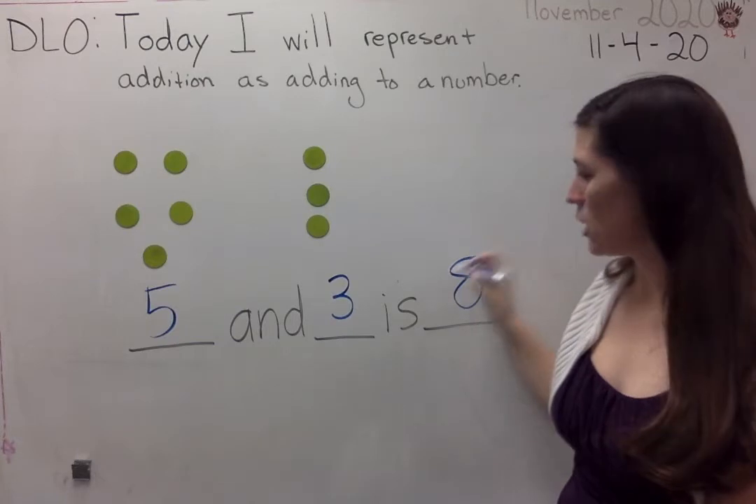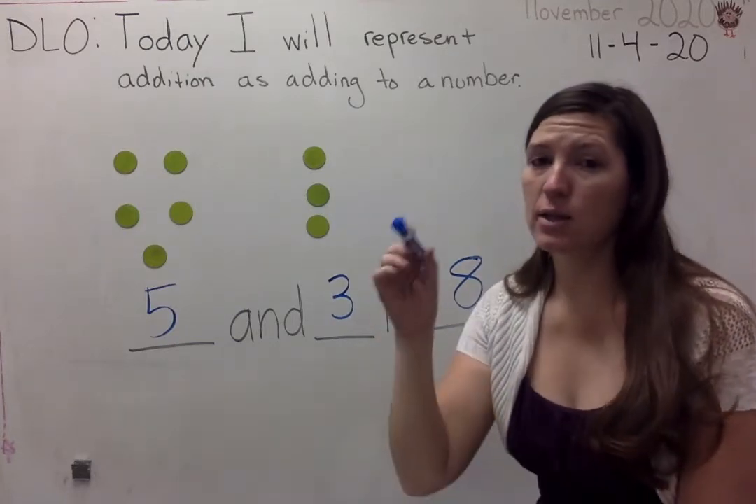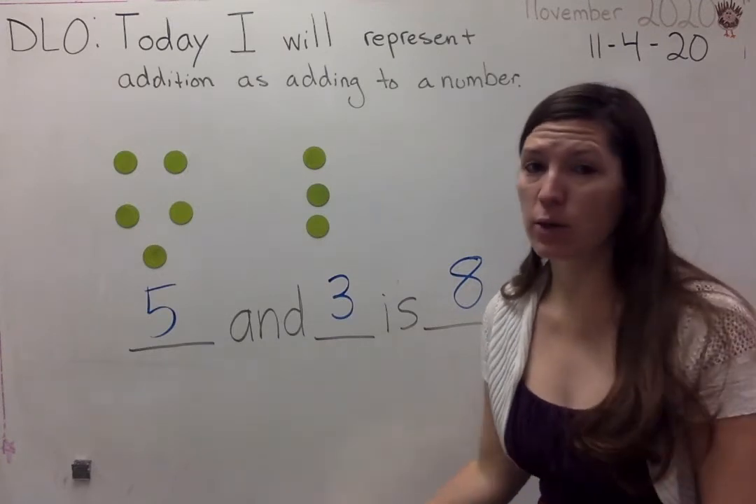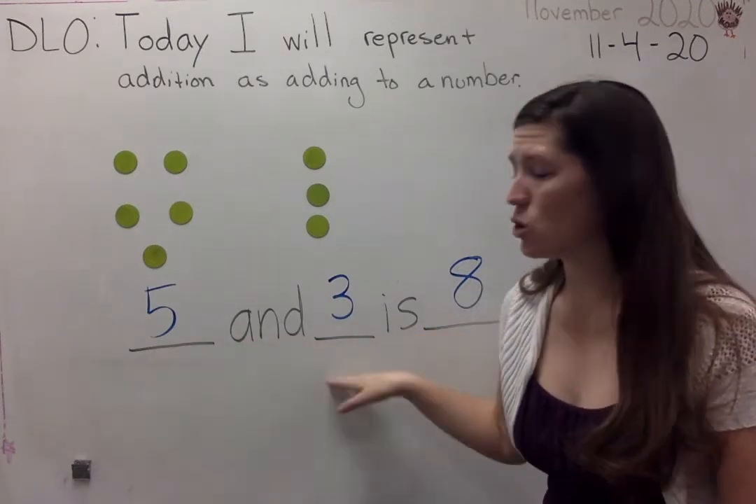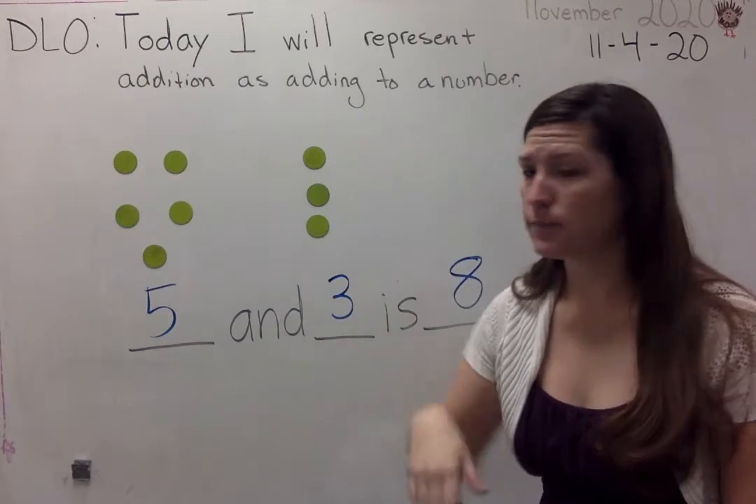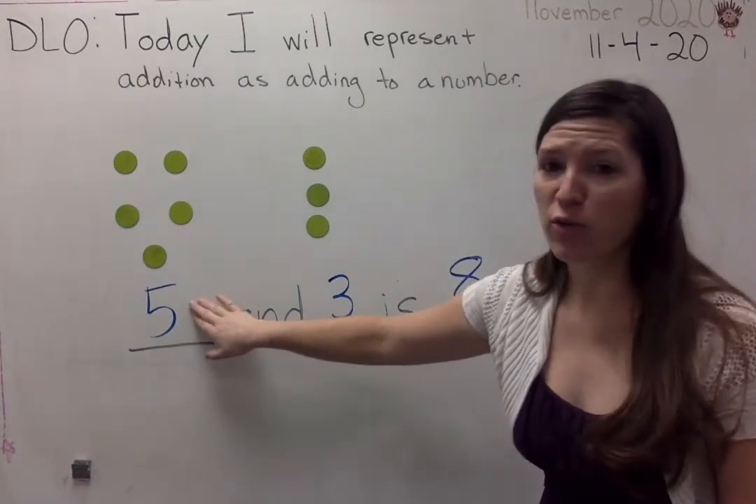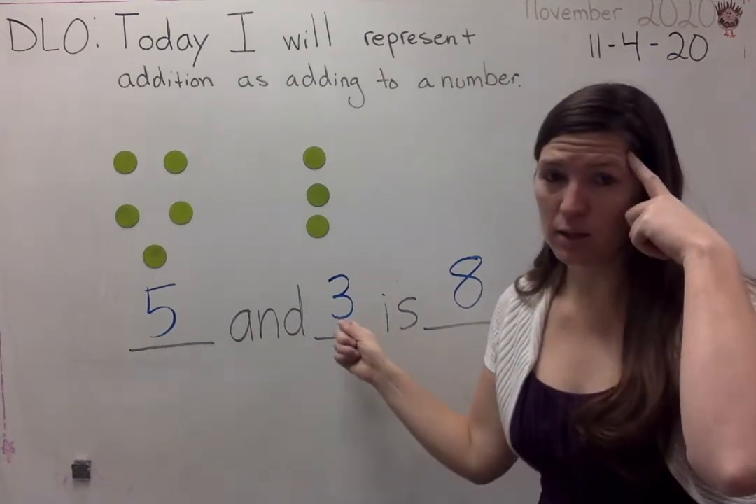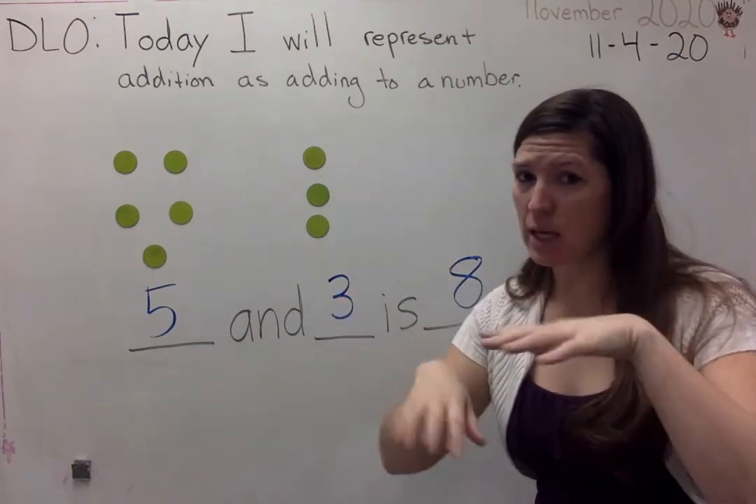Another strategy I could use is putting the greater number in my head and the smaller number in my hand. Which number is greater? Greater means more. 5. 5 is greater than 3. So I'm going to put 5 in my head and the number that's less, not as many, in my hand.